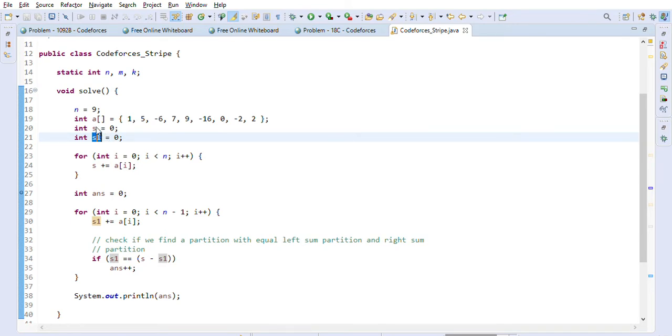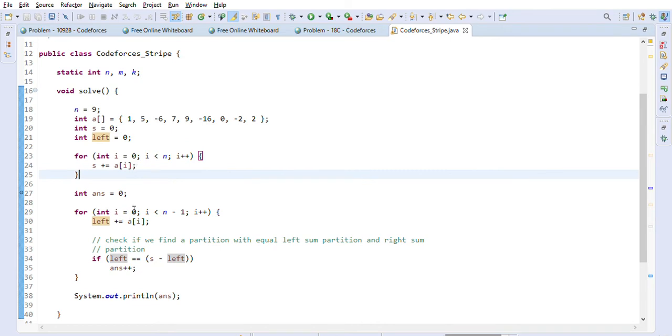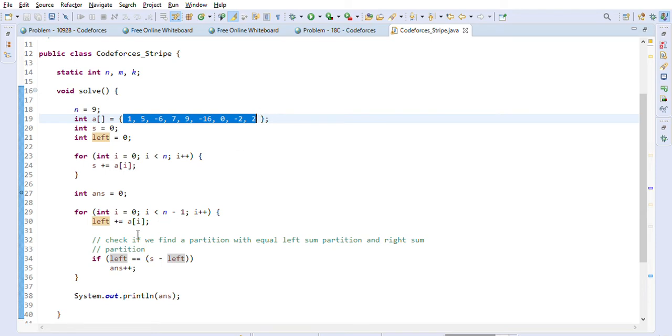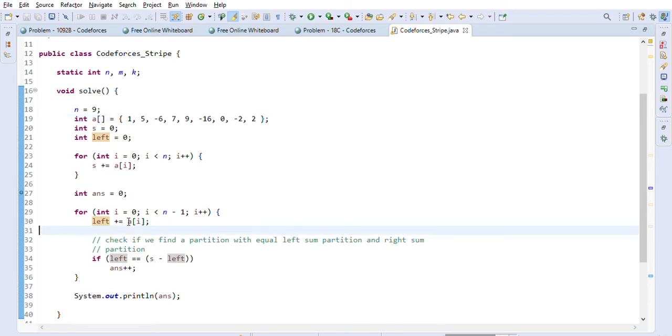Let me rename this as left, so it will be easy for us to explain. Here we will go from 0 to n in this array, and we will calculate the left sum, and we will check if left sum is equal to S minus left, meaning the right sum, right? This is the right sum. So if left sum and right sum are equal, we will increment our count, because this is one way we can partition it. This is one partition, so we'll increment our answer by 1 in this case.